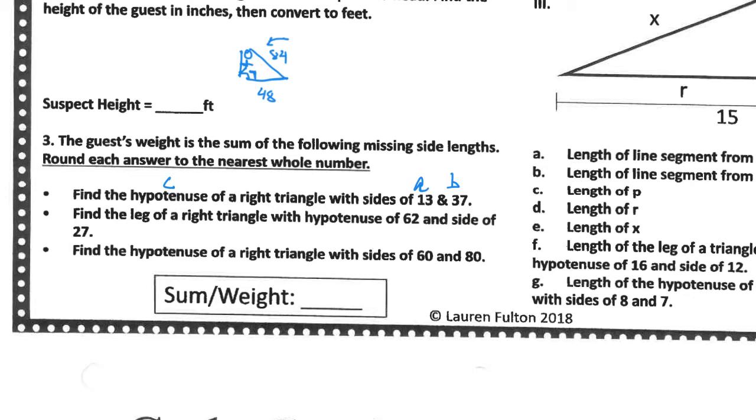Then find the leg of a right triangle with hypotenuse of 62. So now that one's your C, and a side of 27. So that's either A or B. So you're looking for B. You just don't have the pictures for these.